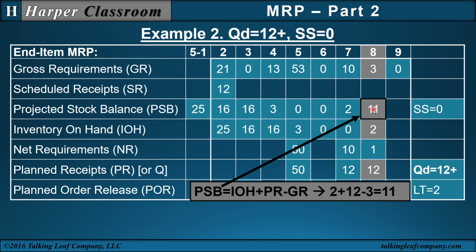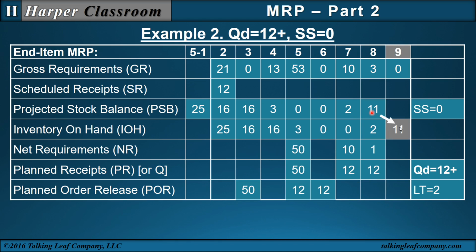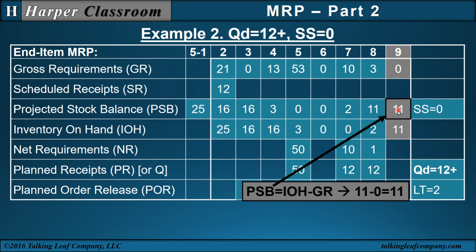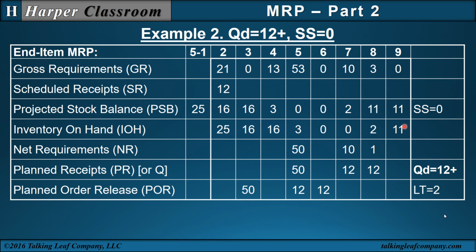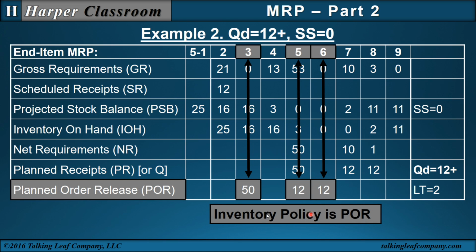My projected stock balance again will be my inventory on hand plus my planned receipts minus my requirements equals my balance of 11. The 11 carries over as the inventory on hand. There's no requirements, so the 11 carries over as the balance. And so there's my MRP for this problem. And from this I can determine my inventory policy, which is my PORO, because it tells me how much to order and when to order.